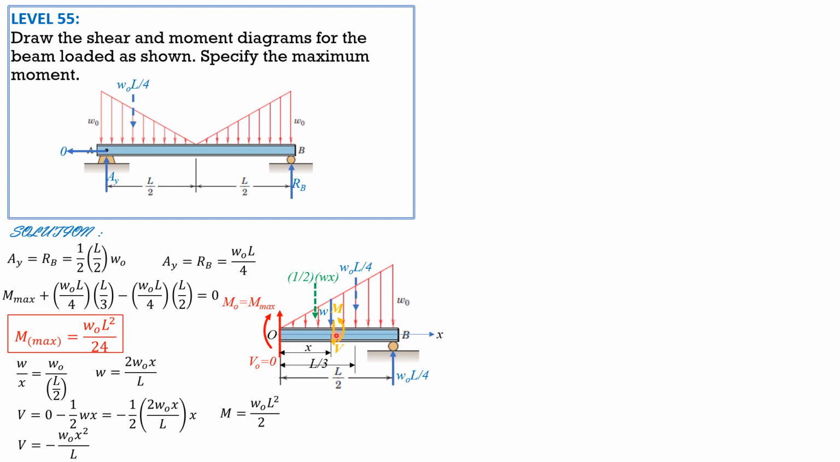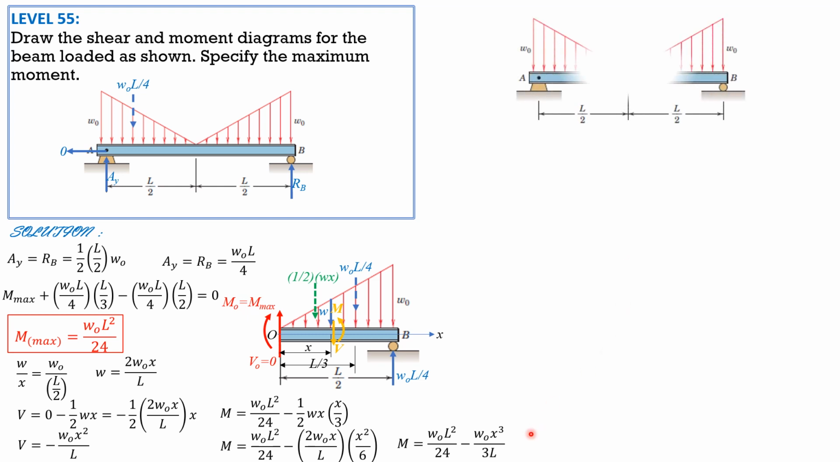Likewise, for moment, it is Mmax, WOL squared over 24, minus 1/2 of WX times X over 3. This is X over 3, the moment arm of this imaginary loading. Simplifying, substitute the value of W, 2WOX over L, so WX squared over 6. So simplifying, moment is WOL squared over 24 minus WOX cubed over 3L. So that's the moment equation.